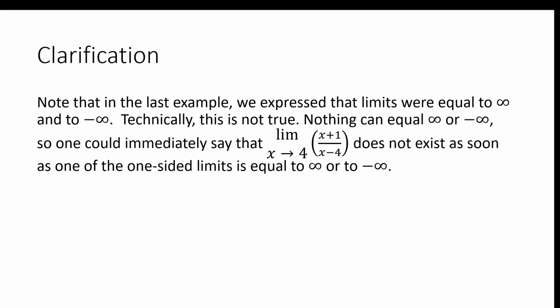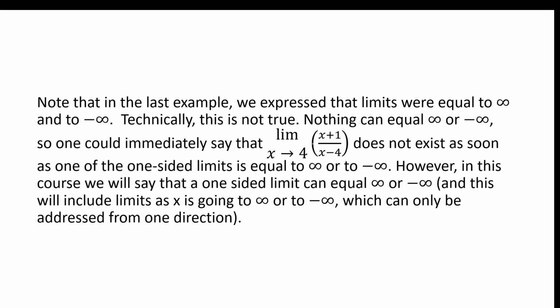So nothing can equal infinity or -infinity. So one could immediately say, once you establish that one of the one-sided limits is going to infinity or -infinity, okay, the limit does not exist, because nothing can equal that. So then the test that the two one-sided limits equal each other couldn't possibly be true.